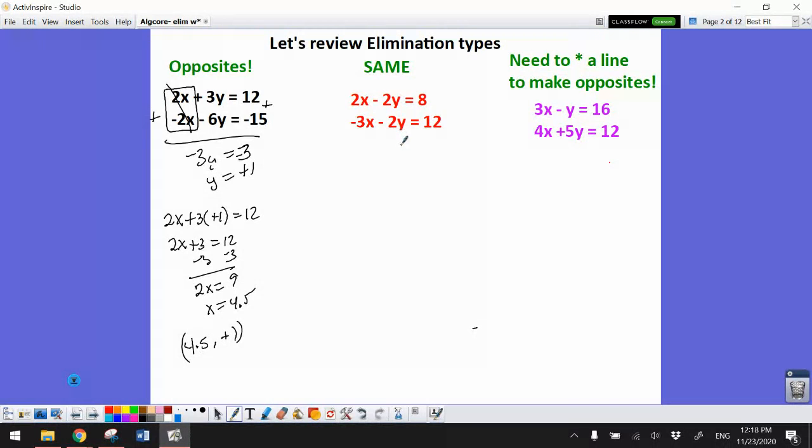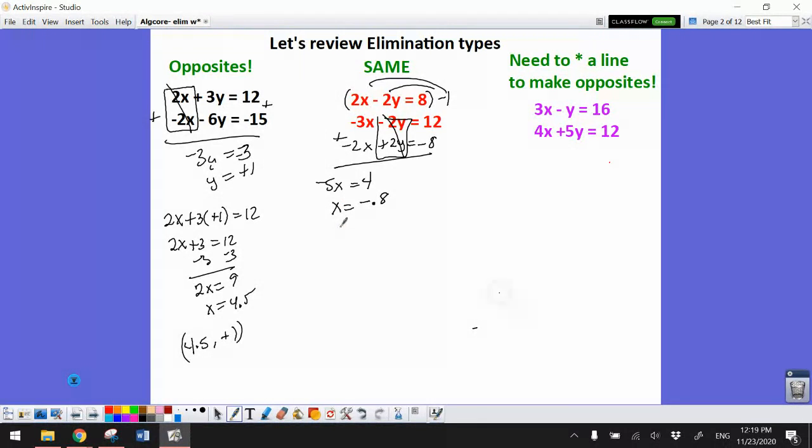Okay, now let's take a look at this next one. So this one, I see that things are the same. So that means I need to multiply one of the lines by negative 1 to eliminate. So I have negative 2, a positive 2, and a negative 8. And I see here's my additive inverses. And from there, I can solve like always. So negative 3 and negative 2, that's a negative 5. 12 plus negative 8 is 4. So x is going to equal negative 0.8.